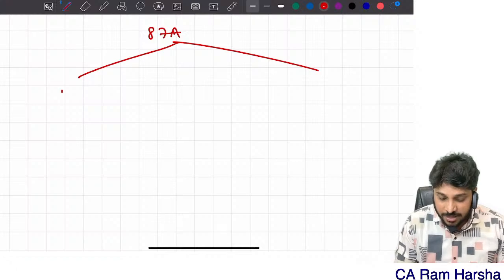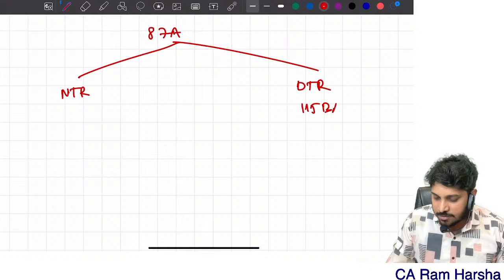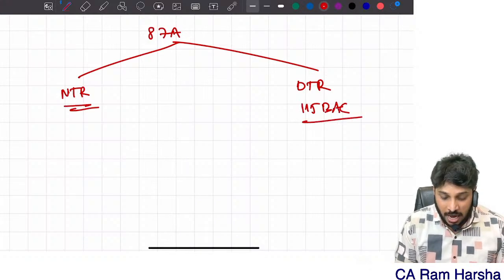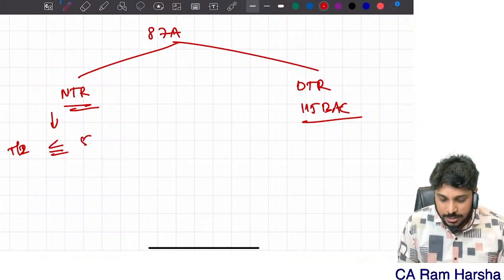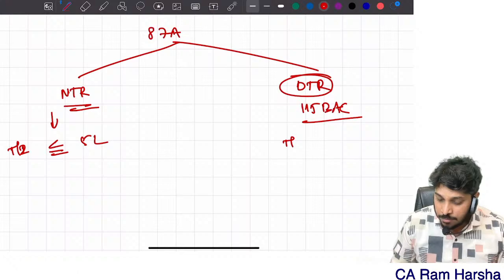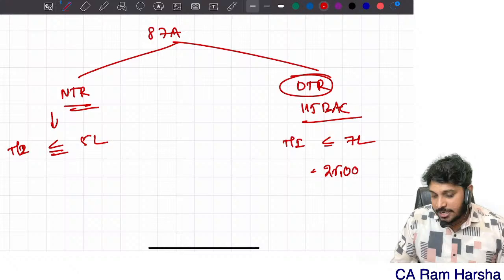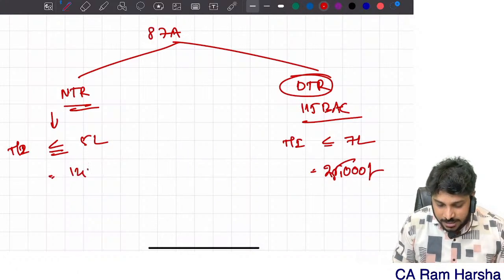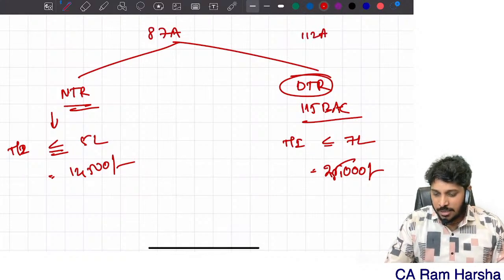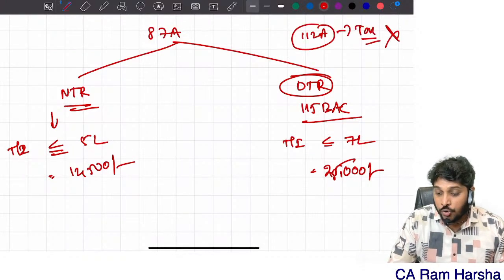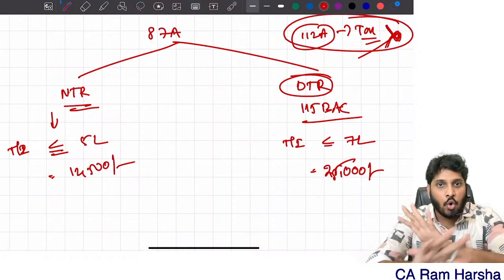What is this rebate under 87A? Under the normal tax regime and under the default tax regime 115BAC, how do we calculate it? Under the normal tax regime, you get a rebate only if total income does not exceed 5 lakh. Under the default tax regime, you get a rebate if total income does not exceed 7 lakh. Under the default regime the rebate is 25,000; under the normal regime it is 12,500. Whether optional or default regime, it doesn't matter: on the 112A related long-term capital gain tax, there is no rebate at all.